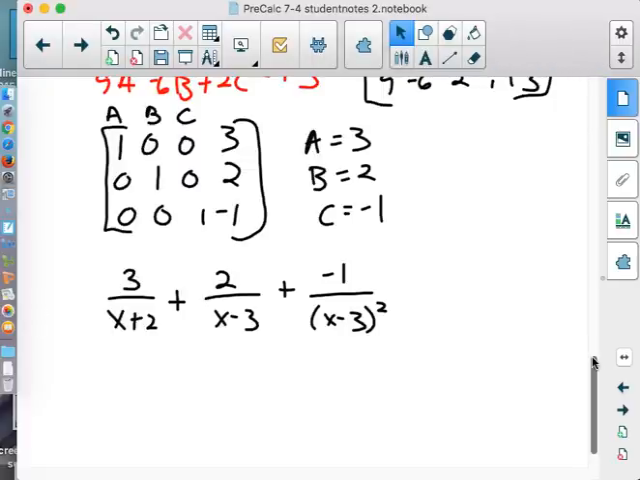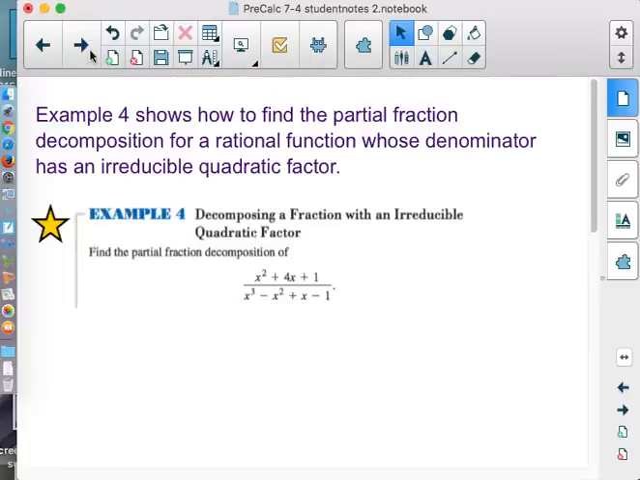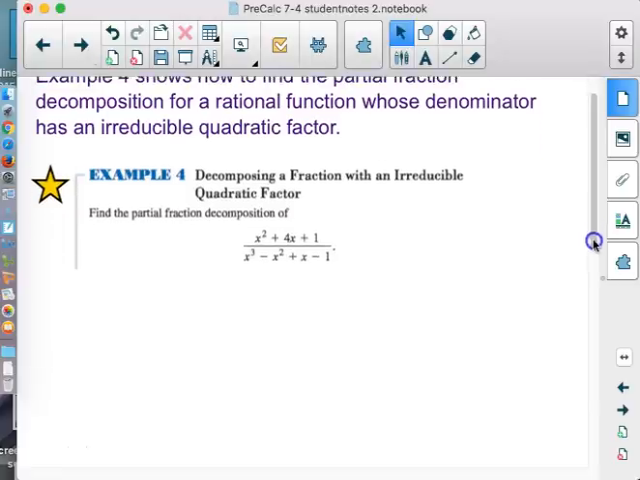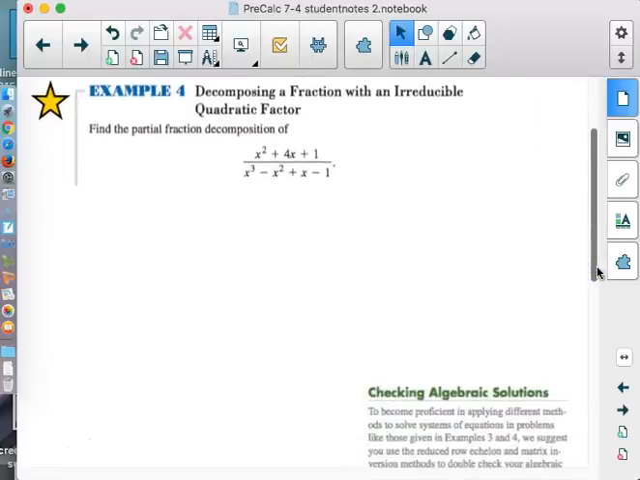Now, somebody had asked, and yeah, we better start seeing maybe a couple that don't necessarily have just that constant up there, and that's what's going to happen in example 4. Example 4 shows how to find the partial fraction decomposition for a rational function whose denominator, in fact, does have an irreducible quadratic factor. But this one is start to finish. They didn't even do anything in the denominator for us there. So it says, find the partial fraction decomposition of that little monster right there.